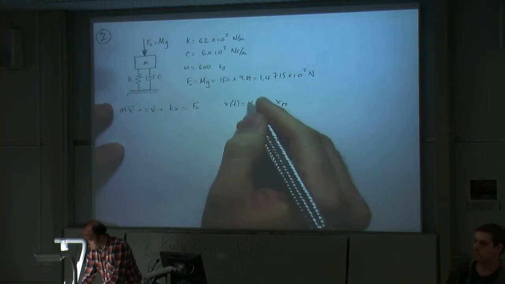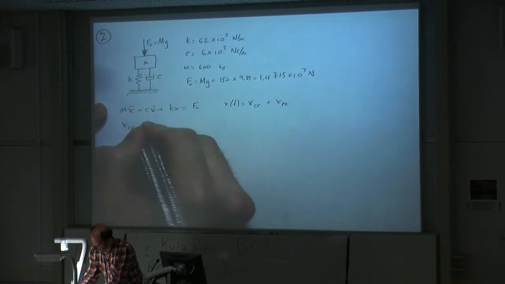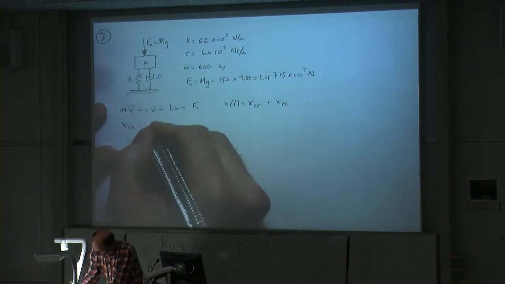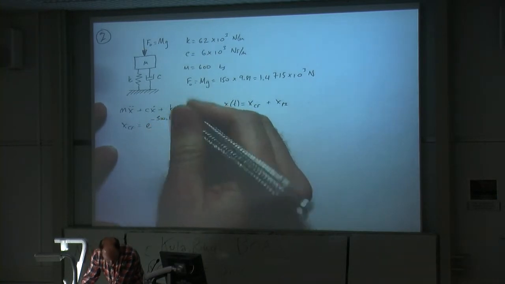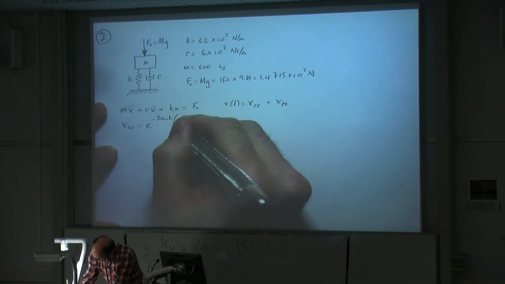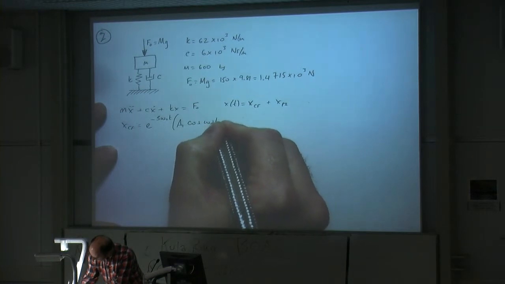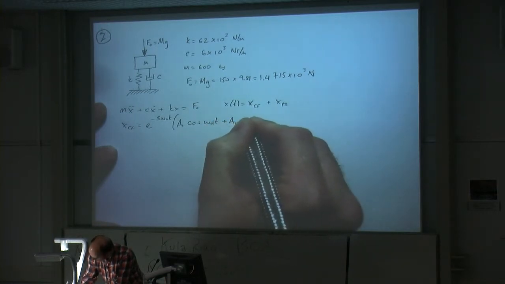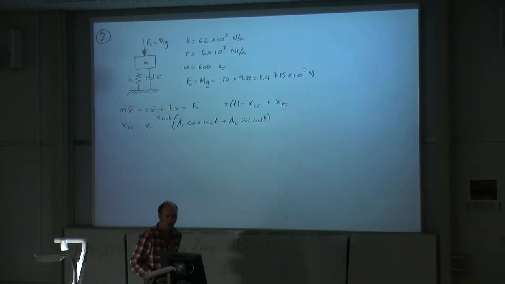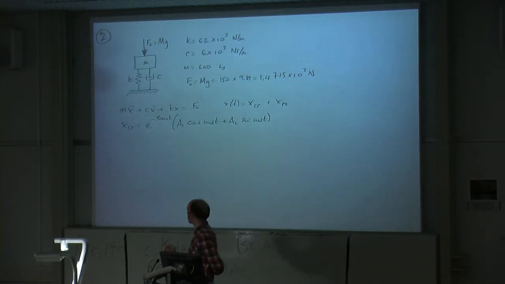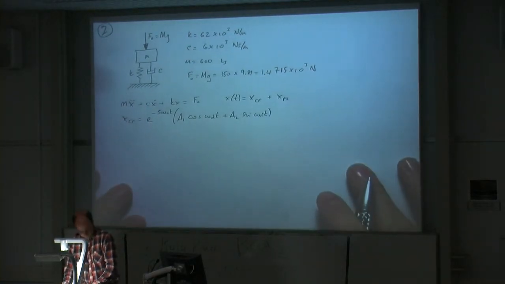And x_cf is simply the free response to this equation. When this equation equals 0, you get the free response. x_cf, and this is from chapter 2, is e to the minus zeta omega naught t times A1 cosine omega d t plus A2 sine omega d t. That's from chapter 2, and that's the same for any damped system. It's the free response where there's no forcing function.